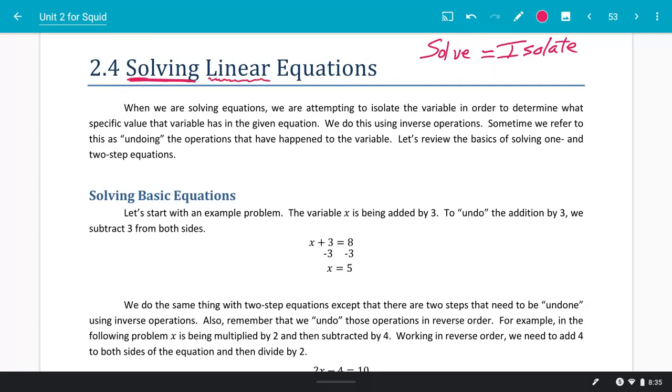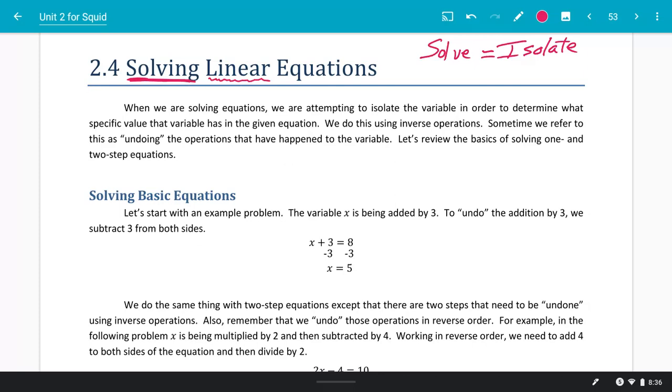Who can tell me what linear means? Straight line. Actually, but we're not drawing lines here. We're solving equations, and I don't see any lines. So something else that we know. You're not wrong. You're right. But what's another thing? Linear. To the first degree. There's not going to be any exponents. So we're just solving simple equations that are to the first degree.